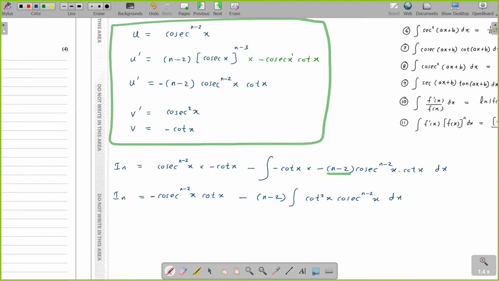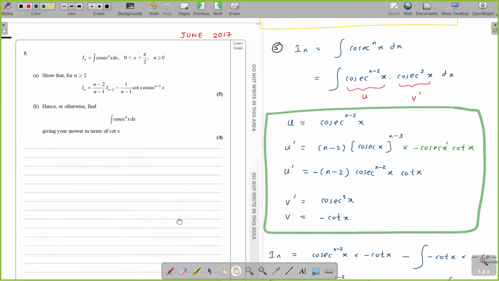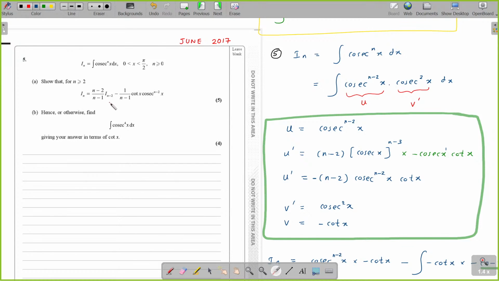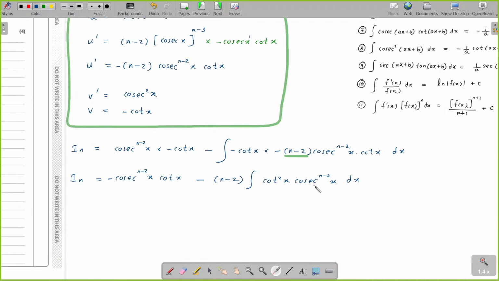Now the thing is, I want to get the show that. I need to create I n minus 2, right? So I n minus 2 is integration cosec to the power n minus 2x. I need to create an integration of cosec n minus 2x alone. I can see I already have an integration of cosec to the power n minus 2x, but it's with a cot square. So I can't directly say this is I n minus 2, can I? No, I can't. Okay, so then what do I do?